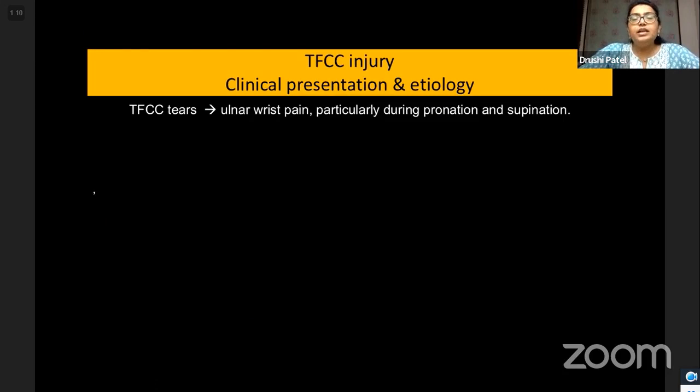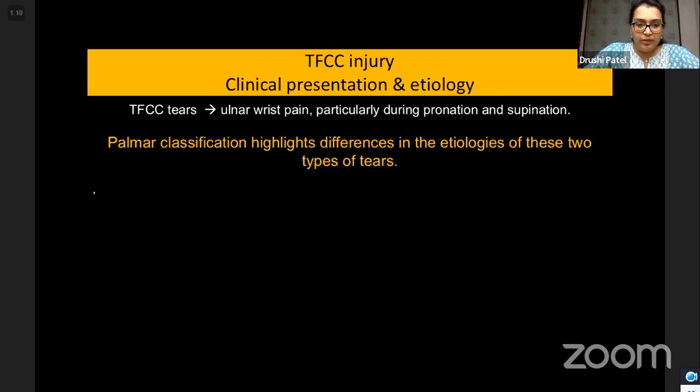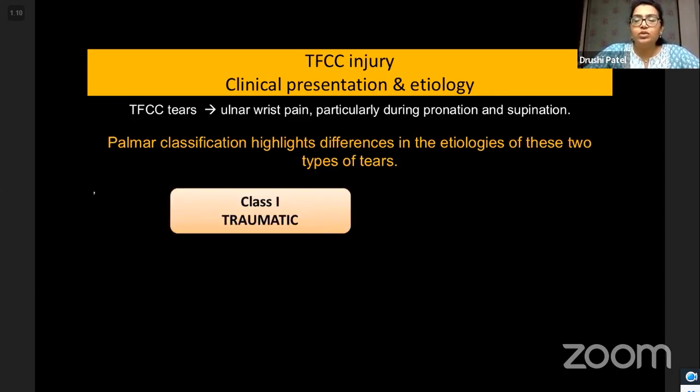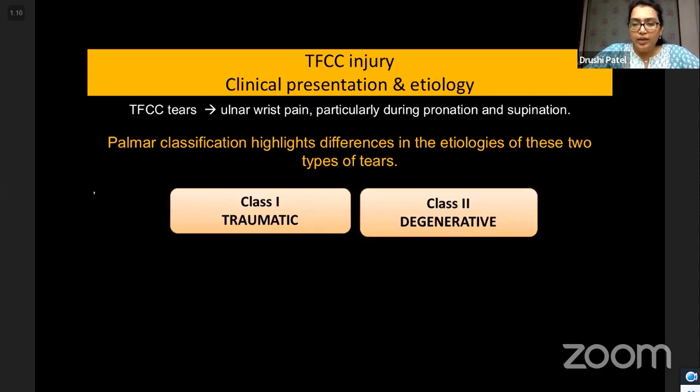Now, TFCC tears are a common cause of ulnar-sided wrist pain, particularly during supination and pronation movement. The Palmer classification highlights the differences in the etiologies of these two types of tears, that is class 1 is traumatic and class 2 are degenerative.